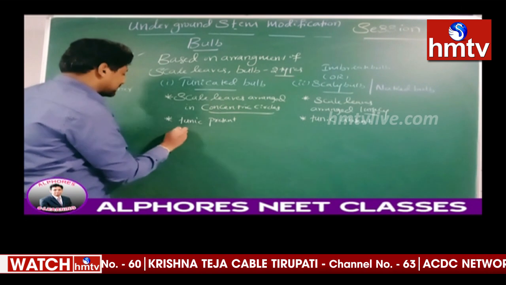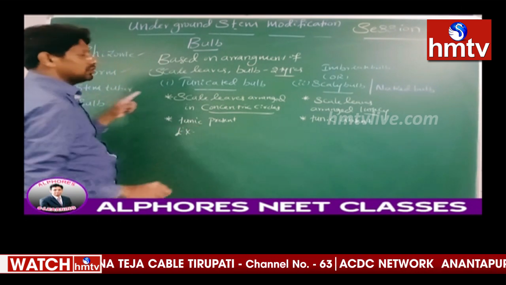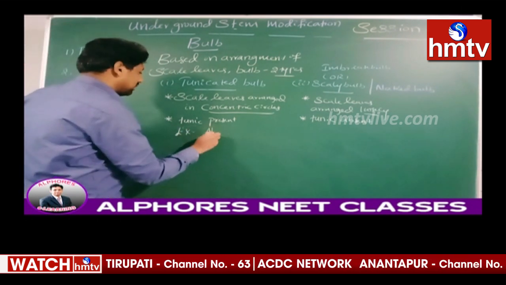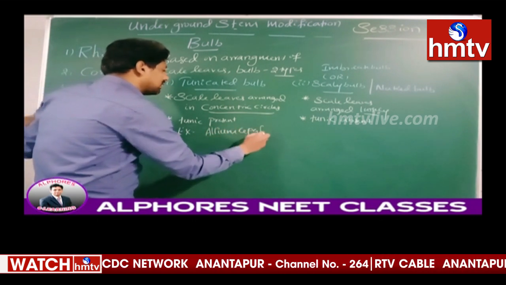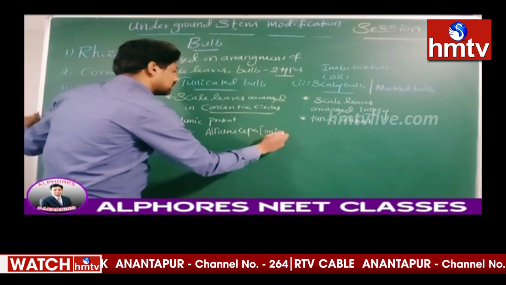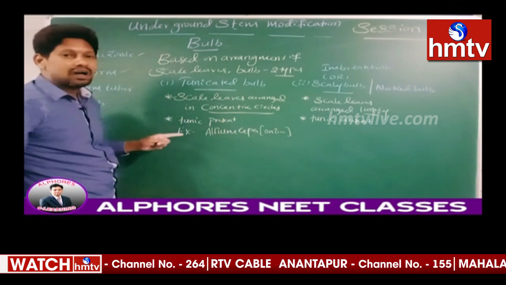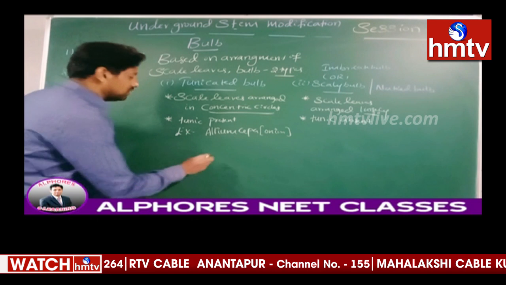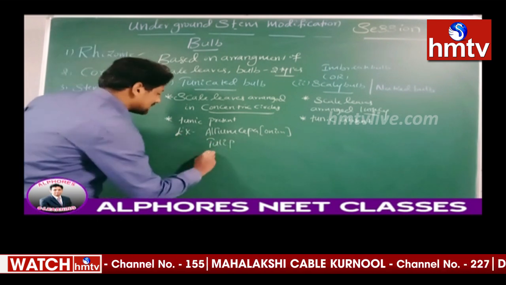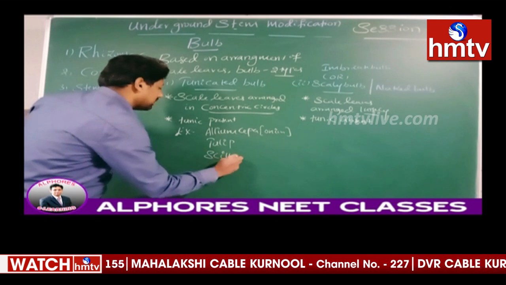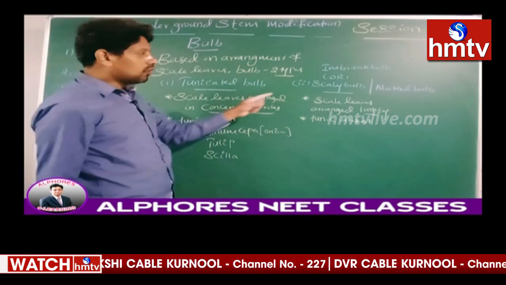Now go for examples. Examples of tunicated bulb. Number 1, Allium cepa. Sir, Allium cepa, common name is onion. Second example is tulip. And third example is Scilla.